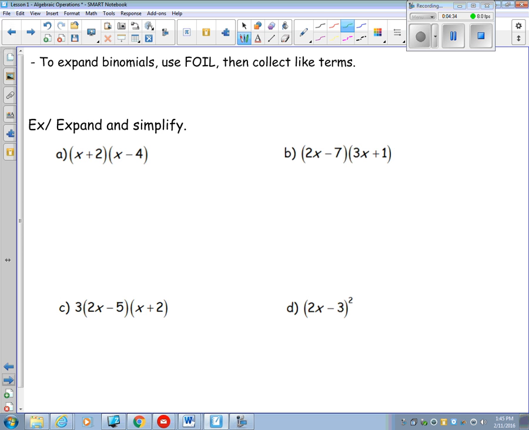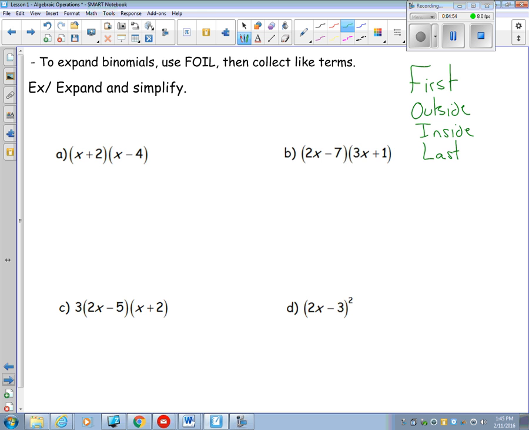To do that, we use a process called FOIL. FOIL is an acronym. F stands for first, O for outside, I for inside, and L for last. It's an acronym to help us remember which things to multiply. So if I take a look at the first one here, I'm going to take the F, the first thing in each bracket. So the x times x, that's the first thing in each bracket.